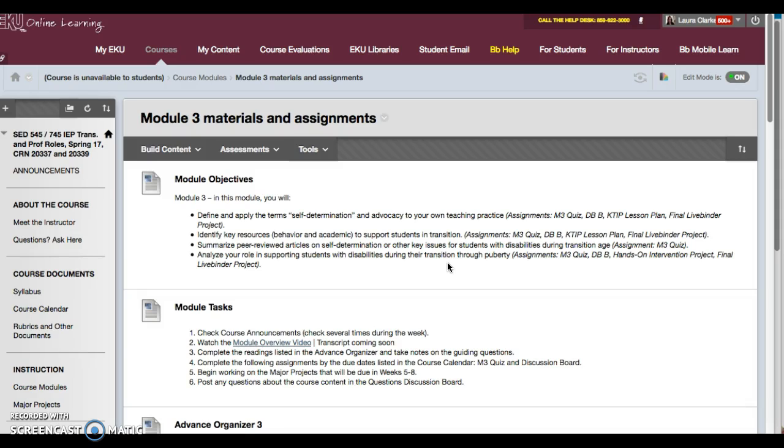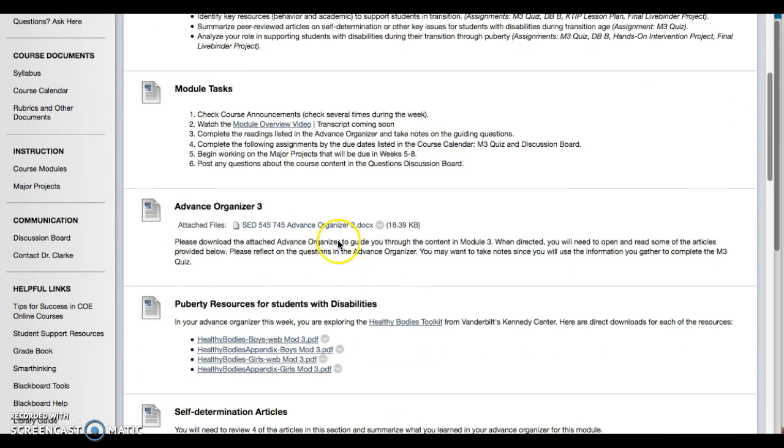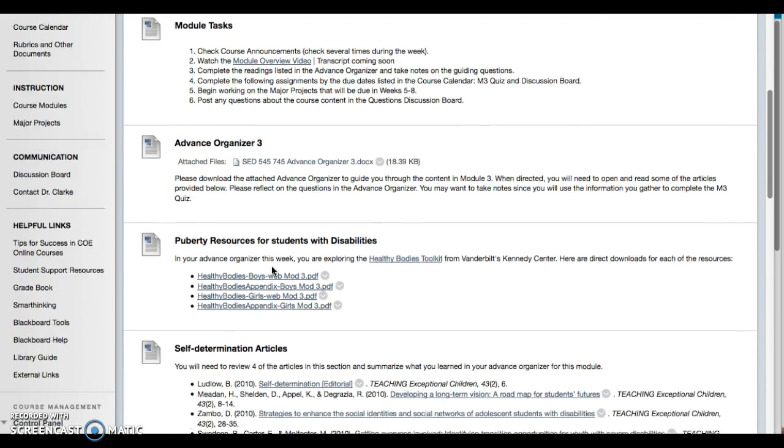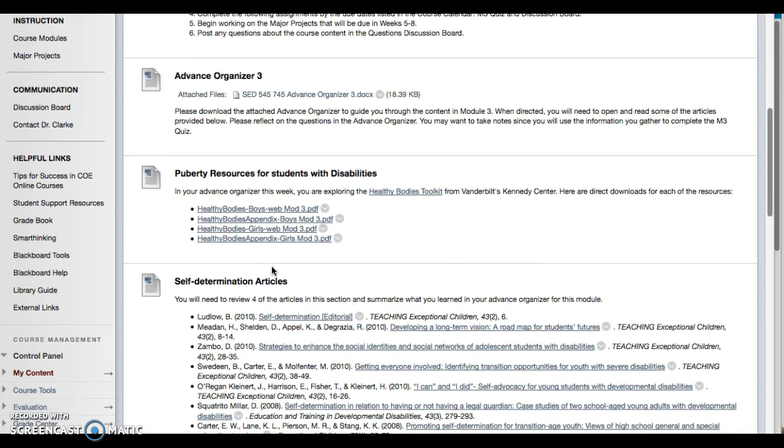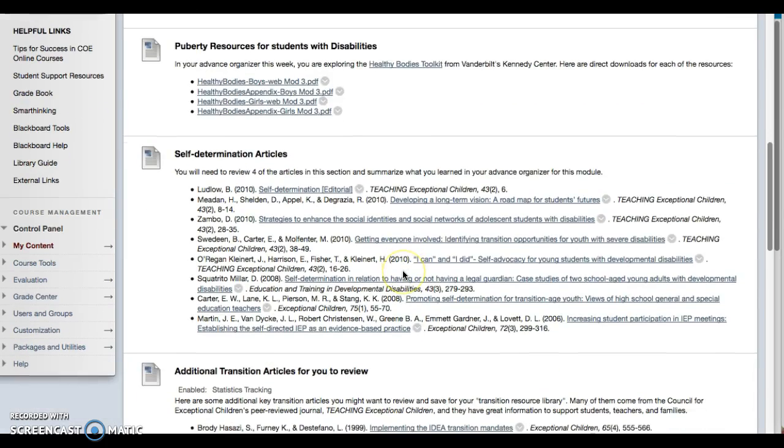You're also going to be looking at your role, particularly the role of the special education teacher, as we support students through puberty. So the advanced organizer is here for your support in this module to help as you work your way through. The quiz will be linked in here, and you will be looking at the resources that were put together by Vanderbilt. They're called the Healthy Bodies Toolkits, and they're a setup for boys and a setup for girls. They are great resources to share with families, and we wanted to give you access to those so that you could review them and make sure that people in your school districts have access to these great resources.